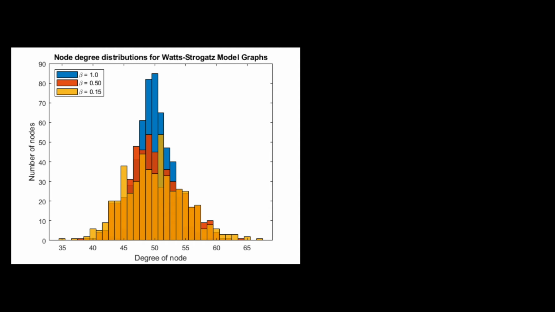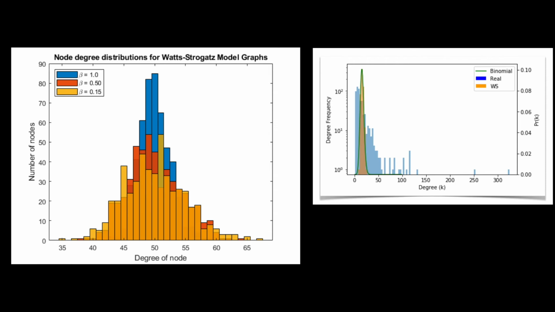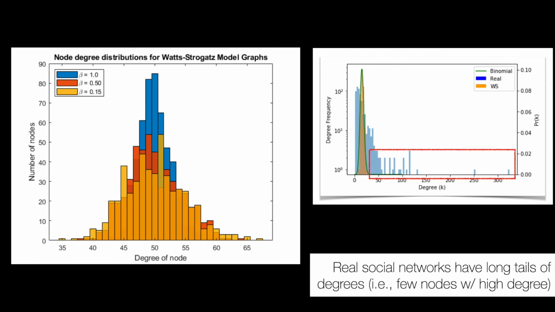The Watts-Strogatz model gives us a degree distribution that looks like this. Here's an example for several different values of beta. We can see this is primarily centered around degree 50, so the average degree here is probably about 50. But if we compare these Watts-Strogatz models to more realistic networks, we see real networks have long tails, meaning the probability that you'll encounter a very high degree k is non-zero. Whereas for the Watts-Strogatz model, the probability of encountering a very high degree node is essentially 0.